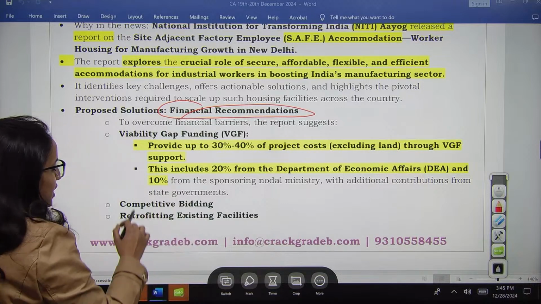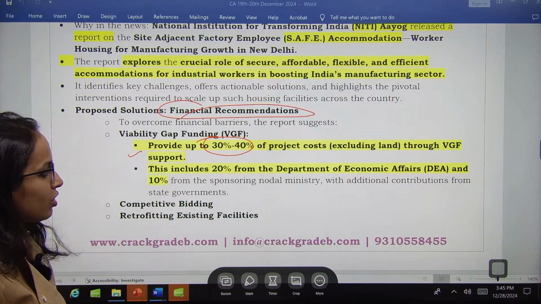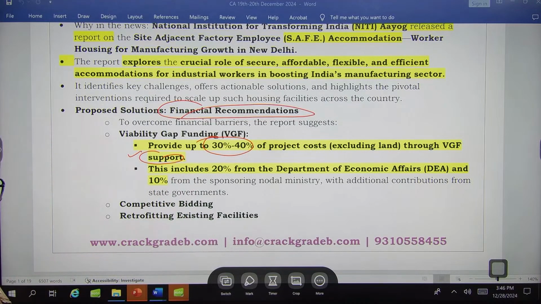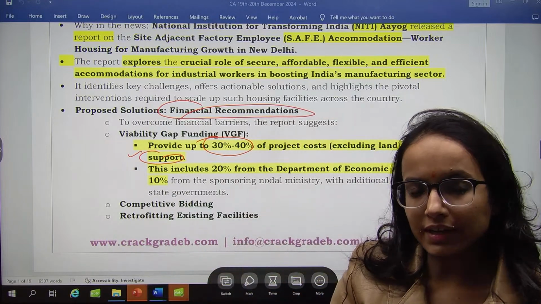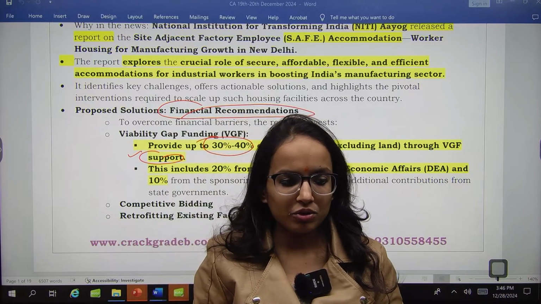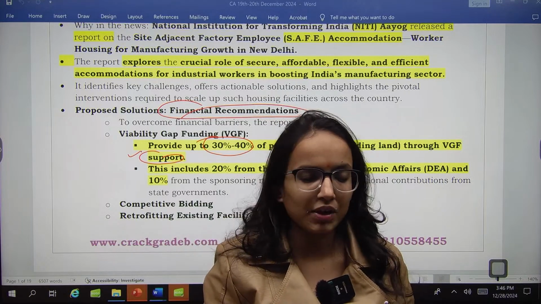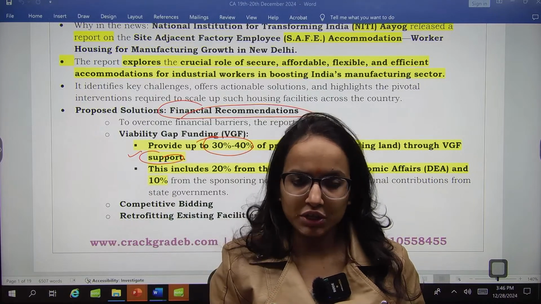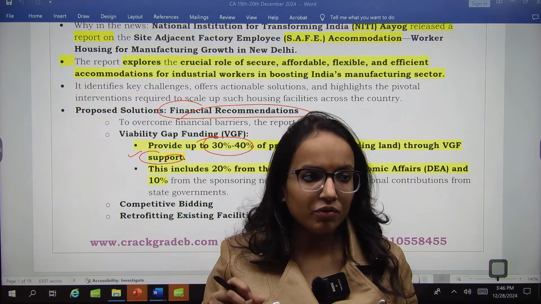First recommendation: they have recommended that you provide 30% to 40% project cost or viability gap funding support, right? What is viability gap funding? A lot of projects are economically justified. What does economically justified mean? It means they have better consequences for the economy as a whole. They will be helping the economy grow. But if you look at viability, they are not financially viable.